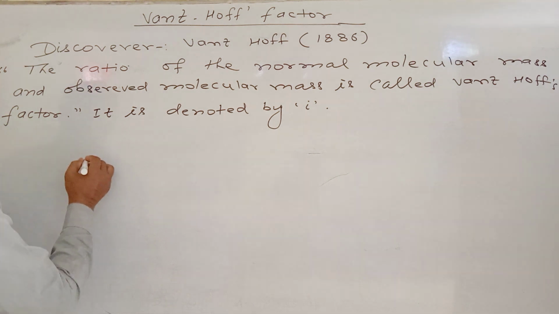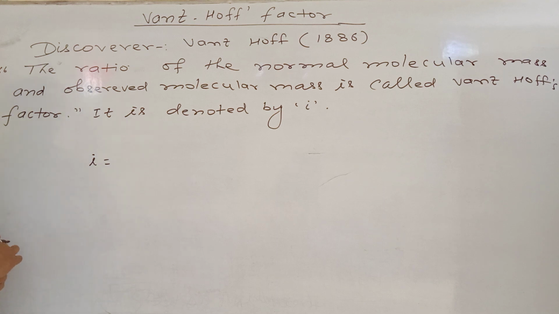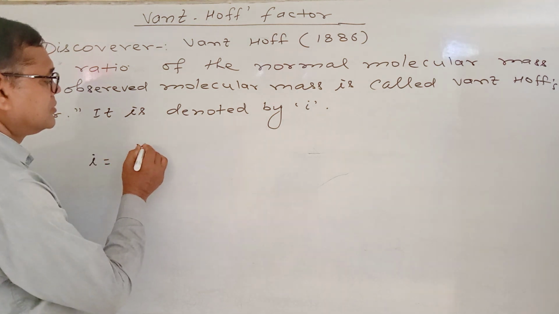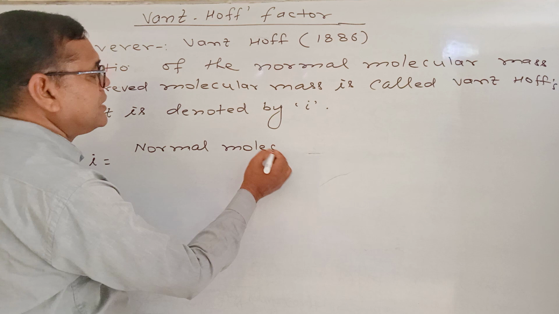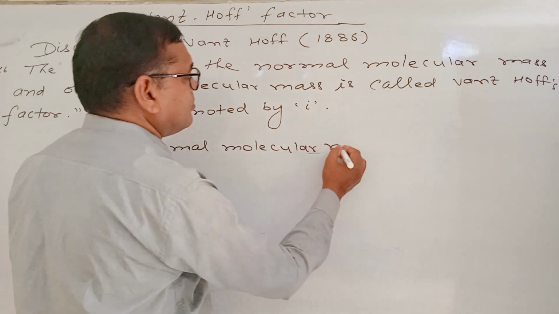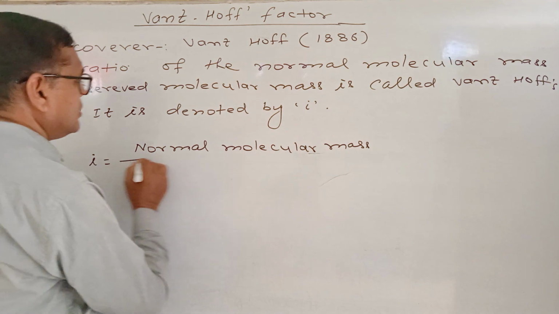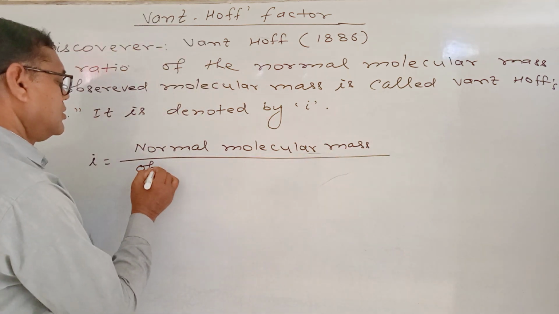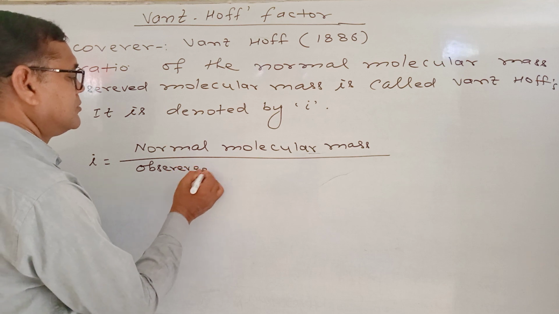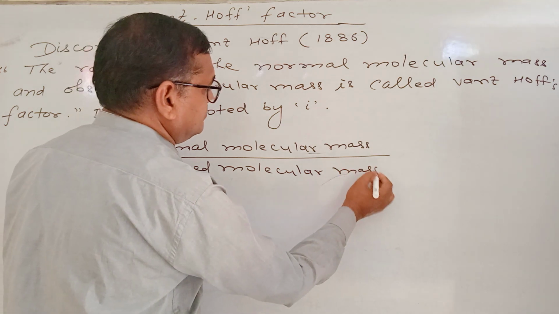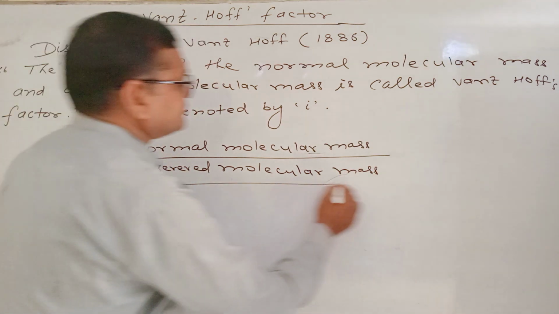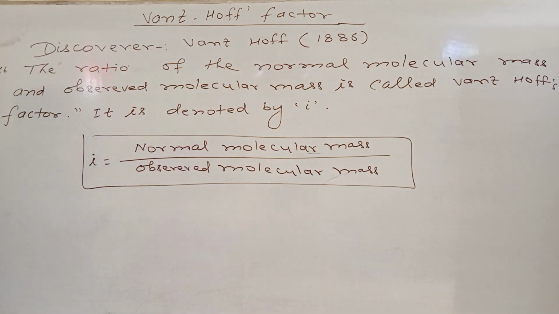Here we write the formula according to the definition: normal molecular mass upon observed molecular mass. We write i is equal to normal molecular mass upon observed molecular mass.